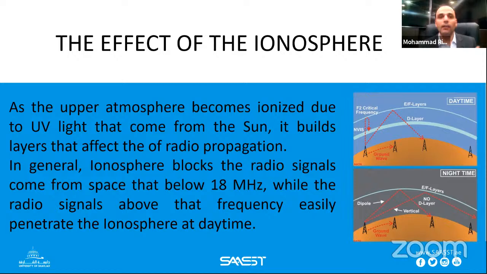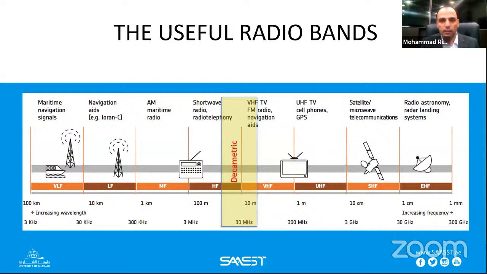That means the Sun, Jupiter, the Milky Way, most of the celestial radio sources already produce radiation in multiple wavelengths. But we cannot receive the frequencies below that critical frequency due to the existence of the ionosphere. That's why we concentrate on the decametric band in our research in this project.